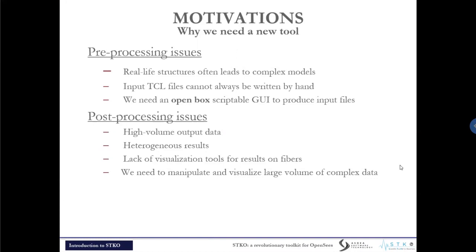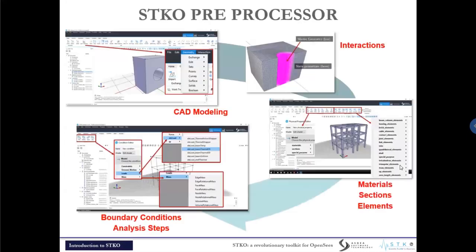When we analyze large models, we have a high volume of output data. The results are very heterogeneous, but we still want to save them in a single database. And then many times we lack a visualization tool, especially for stuff like fiber elements, both for beams and shells. And then we also need to be able to interact with the output database to get customized results.